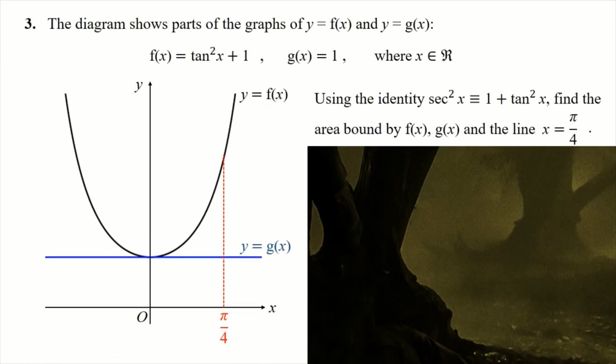Here we're going to use some of the reasoning that we saw in the previous lesson. So we are interested in the area enclosed by two functions, f and g, and the line x equals pi/4. So please pause the video and try this question. Okay, and let's have a look at the solution.